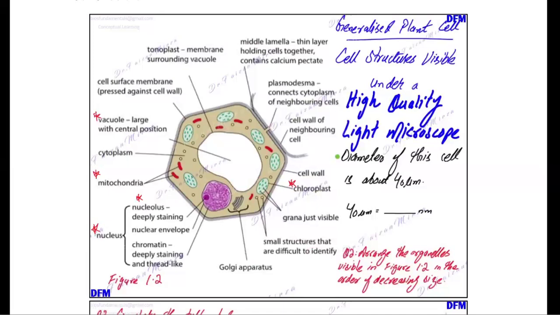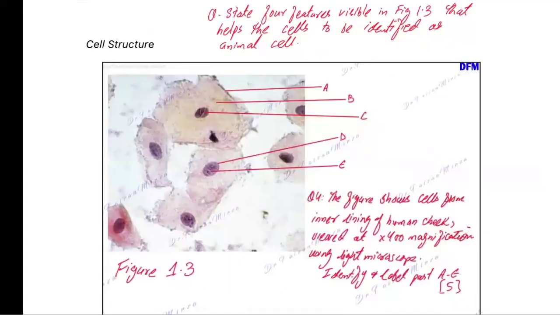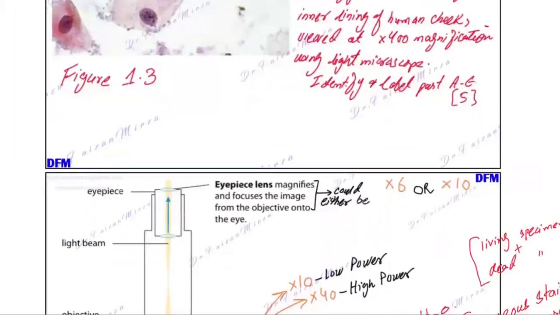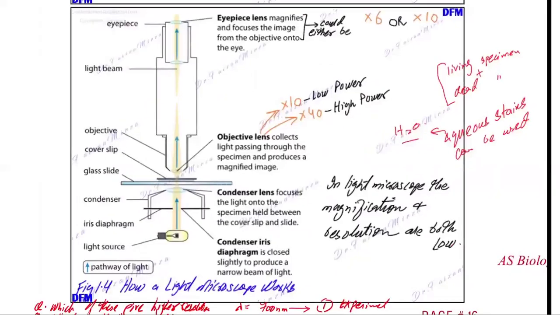So with this covered, let's move on to the next thing here. You can see this diagram of human cheek cells at 400 magnification. These structures can be seen. This is the cell surface membrane, and this is the cytoplasm. This is the nucleolus inside the nucleus, this is the nuclear envelope, and this is chromatin inside the nucleus. So you can recall how they look under the light microscope. So let's move on.